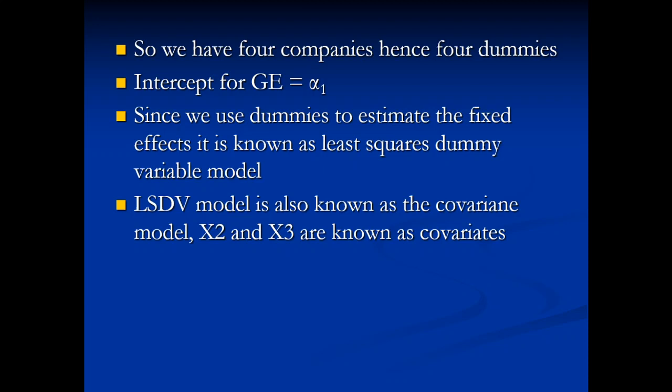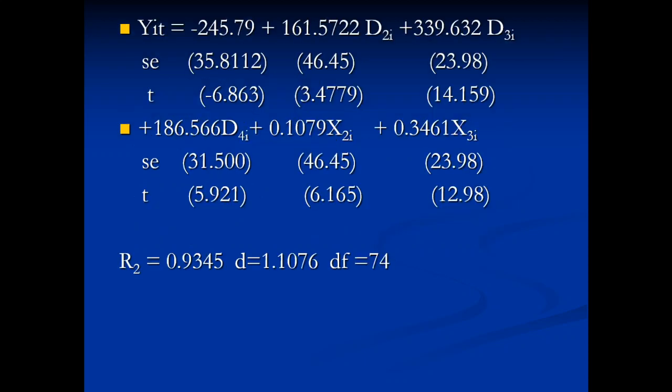Since we use dummies to estimate the fixed effects, it is known as least square dummy variable model. The least square dummy variable model is also known as covariance model. X2 and X3 are known as covariates. So this is the estimated result. Yit is equal to minus 245.79 plus 161.572 D2i plus 339.632 D3i plus 186.56 D4i plus 0.1079 X2i plus 0.3461 X3i.